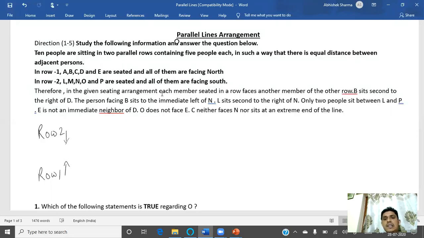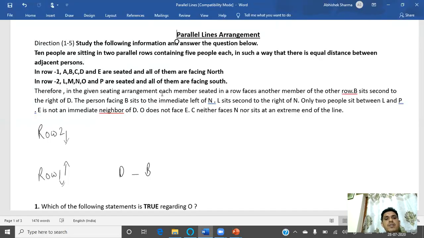Like B sits second to the right of D. So friends, the first thing that we have to do is search for B, like in which row B is sitting. So B is sitting in row 1, right in this row. So here B sits second to the right of D. So if we place D first, B is sitting second to the right of D.